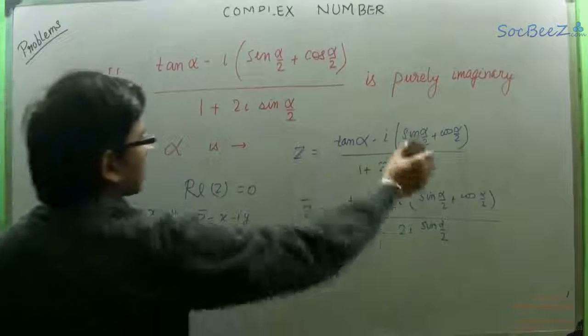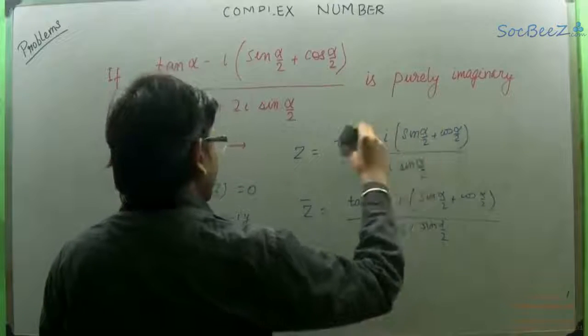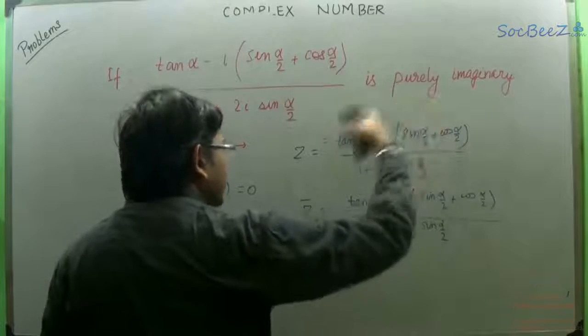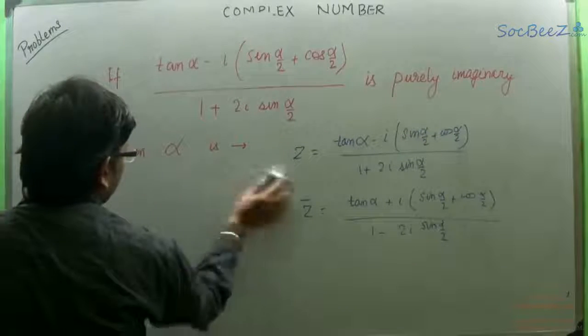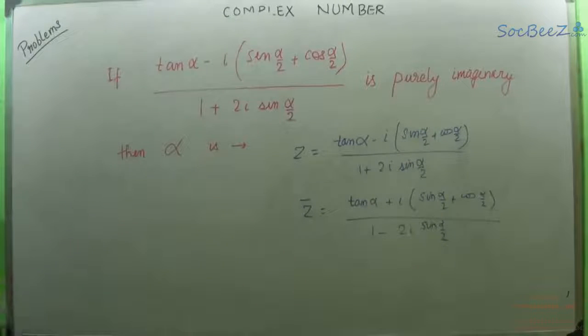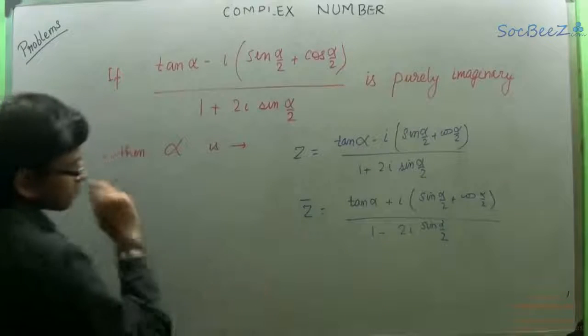Or we can simply solve this complex number, or we can simply solve this z. We can simply find its real part and equate it to 0. This can also be done. Let us find its real part. What is the real part of this complex number?